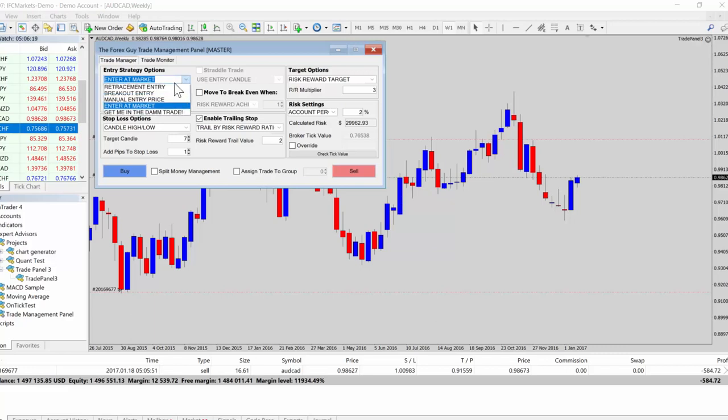That's basically it for basic entry prices. I'll cover the other stuff in further videos, but I just wanted to quickly cover the entry strategies here so you're up to speed with that.